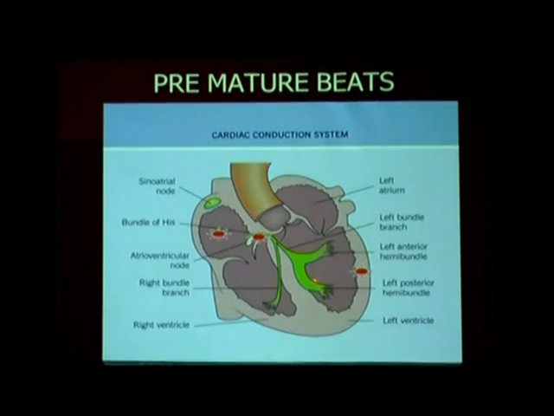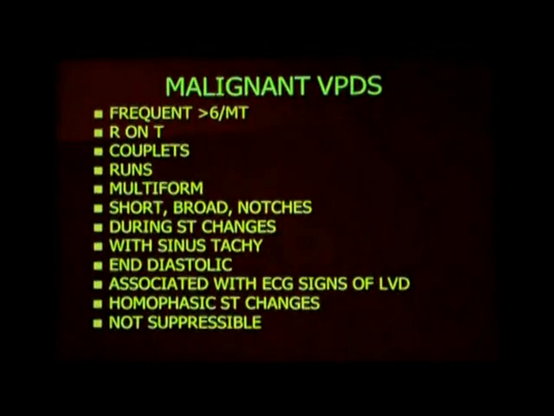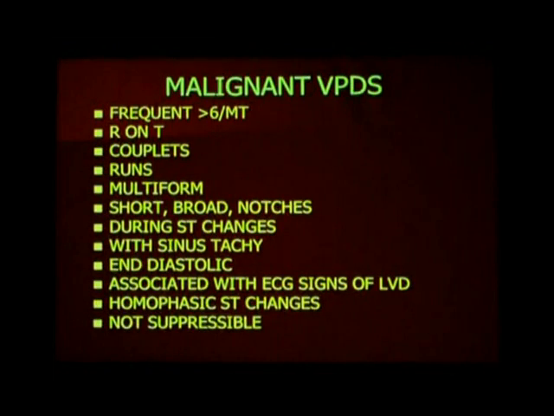Once you decide about ventricular premature beats, the most important thing is to identify whether the premature beat is benign or malignant. For that, you have to look at the width of the QRS, the amplitude of the QRS, the notch of the QRS, the frequency of the QRS, its relationship to the previous QRS, R and T, whether it is a couplet, whether it is a run, whether it is during an ST segment, during a tachycardia, and so on. So this is your summary of how to identify a malignant ventricular extrasystole.